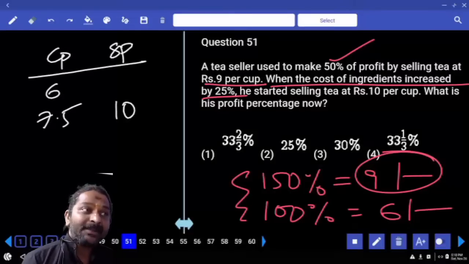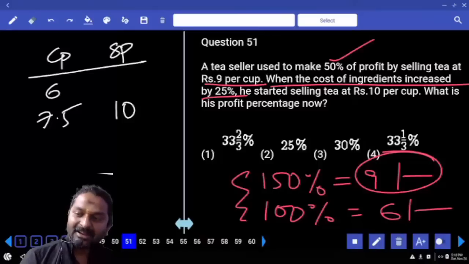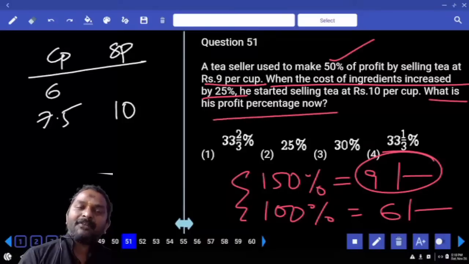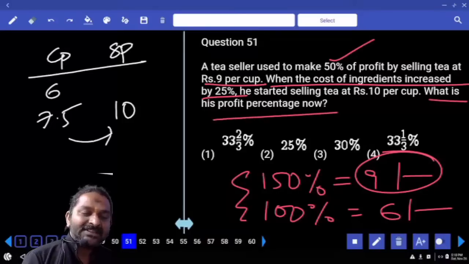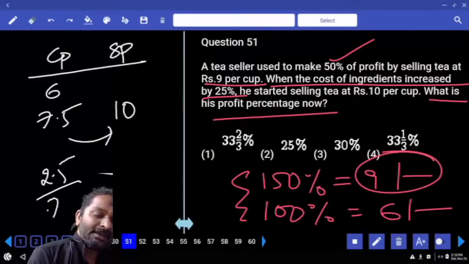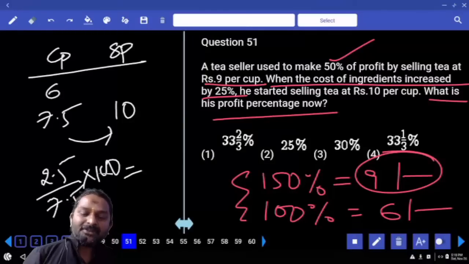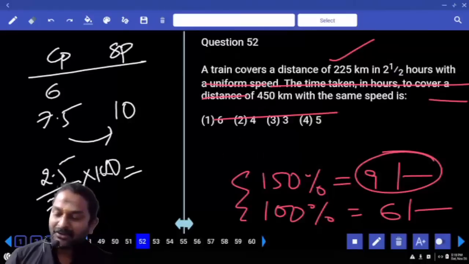What's the new cost price? Come on everybody. What is the new cost price? Selling price 10. Question is about profit percentage. How much profit is made? 2.5 upon 7.5, fraction 1/3. 2.5 by 7.5 is 1/3. 1/3 in the sense 33 1/3%. Fourth option. Yes? Continue next.